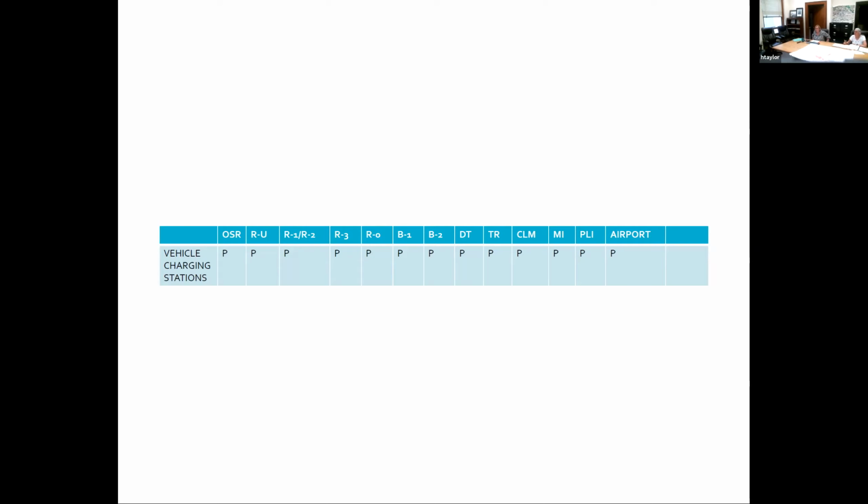Back to the vehicle charging stations. Currently, they are proposed to be permitted in all of the use categories from residential to commercial to the downtown, to our light industrial, heavy industrial, public lands institutional zoning districts, and also at the airport. So that is the proposal currently for vehicle charging stations. Next slide, please.